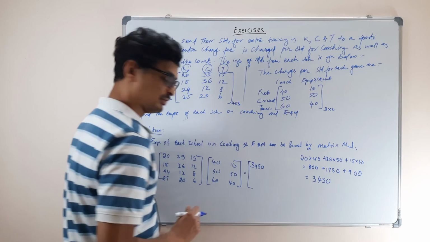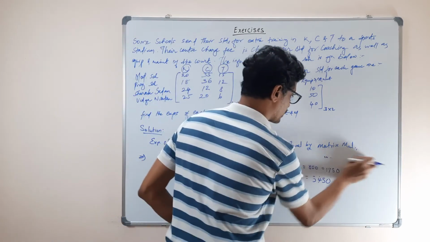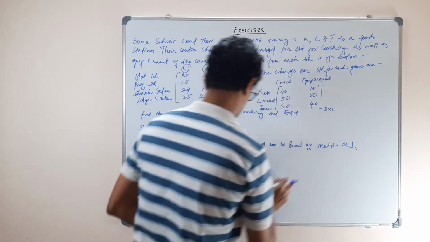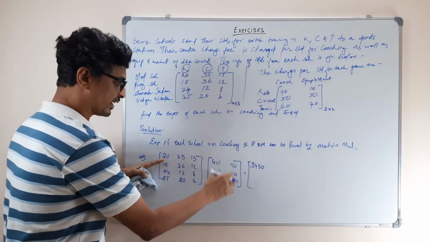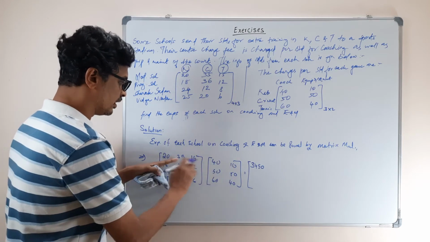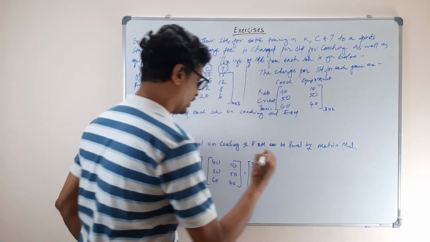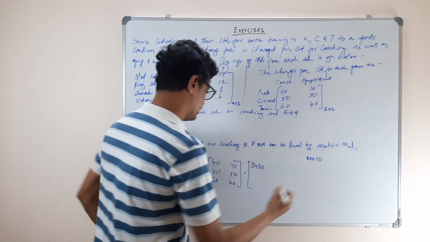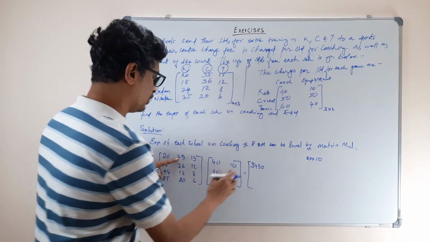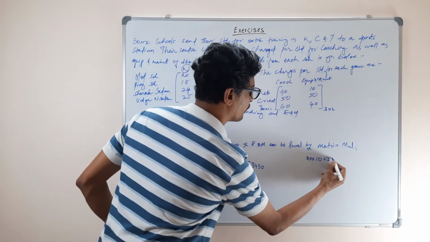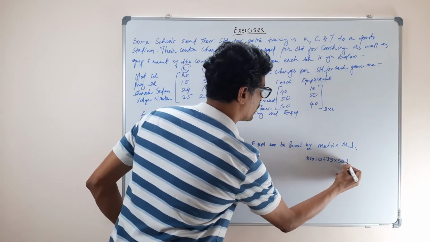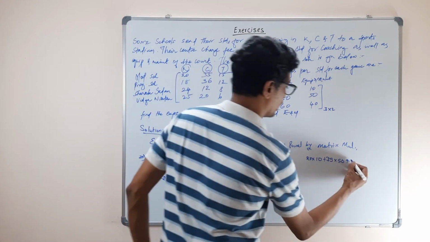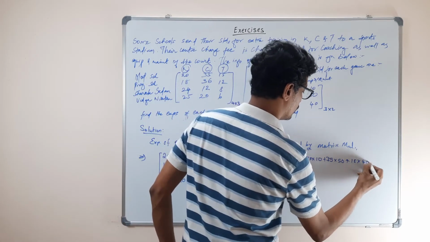3450. Okay. Now let us do the first row, second column. First row and the second column, correct? 20 into 10, 35 into 50, 15 into 40, correct? What will it be, tell me? 20 into 10 plus 35 into 50 plus 15 into 40, am I right? So what will it be?